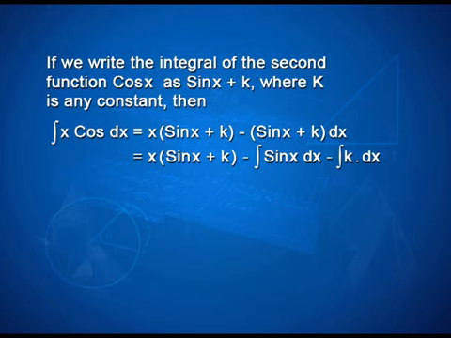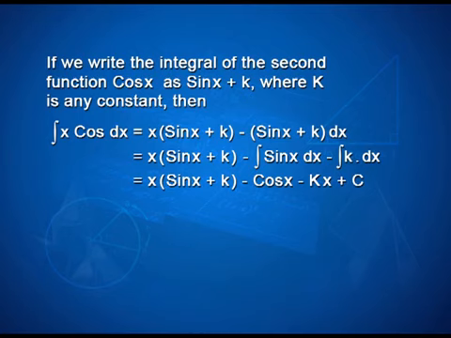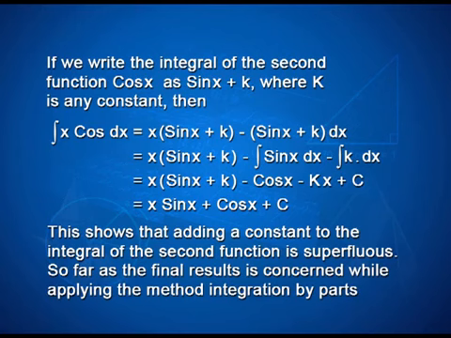minus integral k into dx, that is equal to x into (sin x plus k) minus (negative cos x) minus kx plus c, that again can be simplified as x sin x plus cos x plus c. This shows that adding a constant to the integral of the second function is superfluous, so far as the final result is concerned, while applying the method of integration by parts.